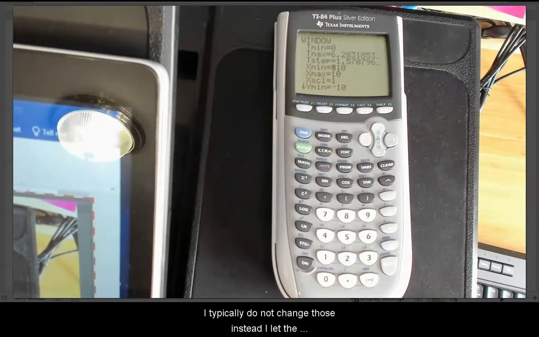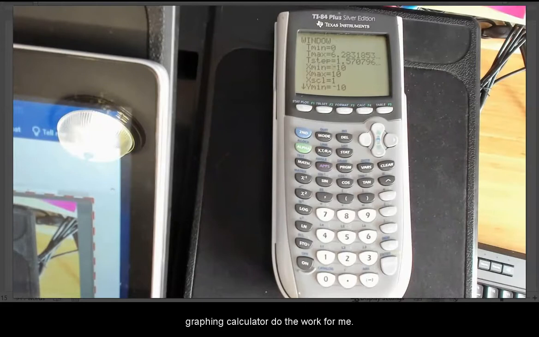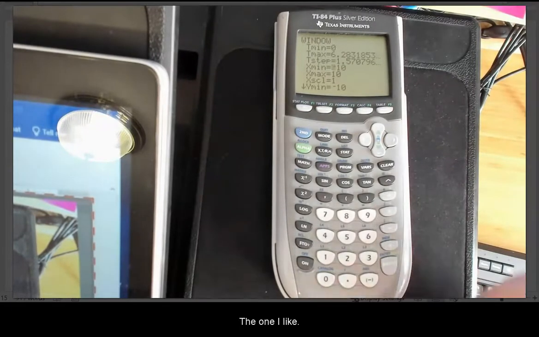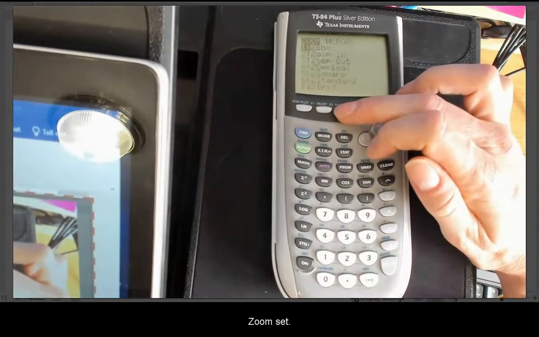I typically do not change those. Instead, I let the graphing calculator do the work for me. We're going to use a zoom button. The zoom button is here in the center with zoom on top of it. The one I like is called Zoom Fit.